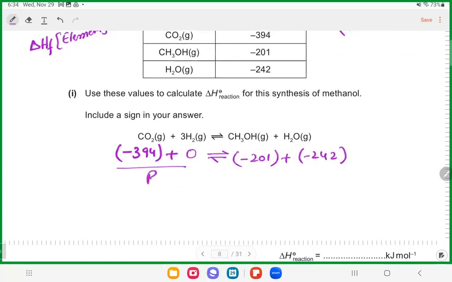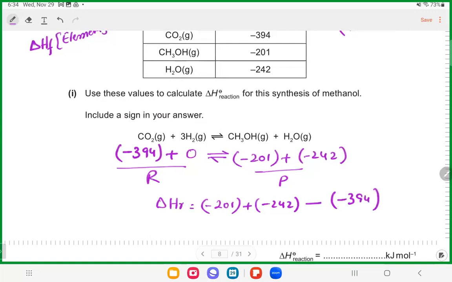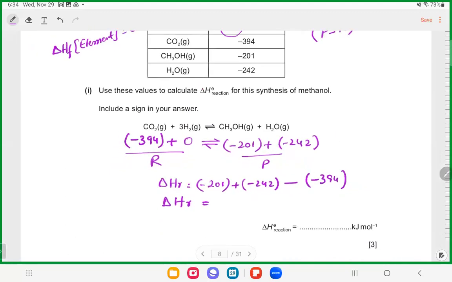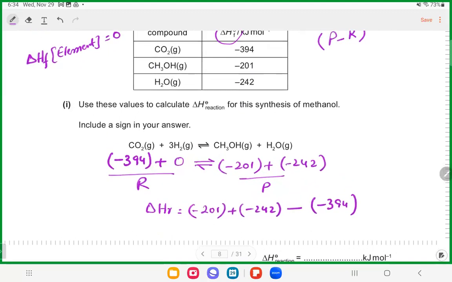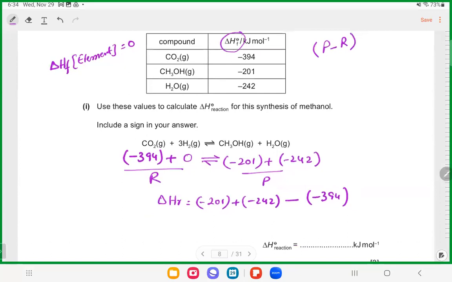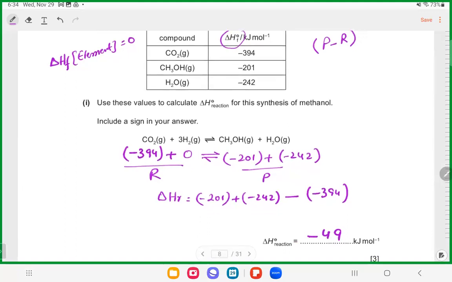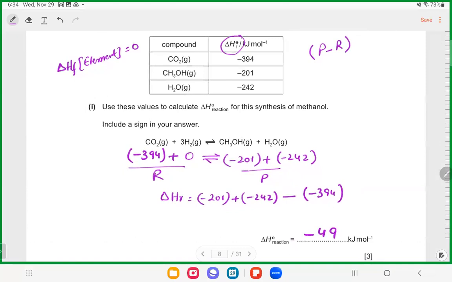Now this is your reactant and this is your product. Delta HR is equal to product minus reactant. Okay, there are two negatives, so make sure that you add them up. What is the final answer? Product minus reactant. What's the answer, beta? Minus 49 kilojoules per mole. That's the right answer. Okay? Clear? Easy? Difficult? Try this one.